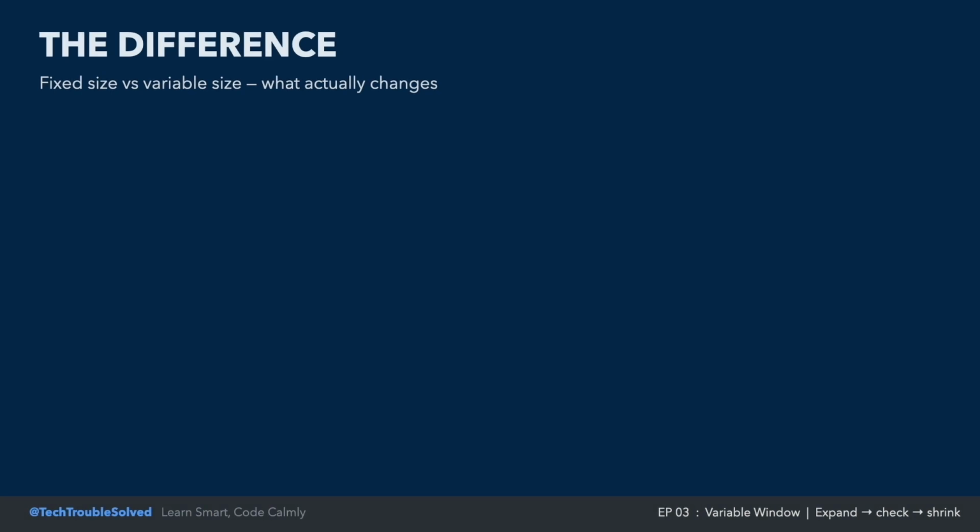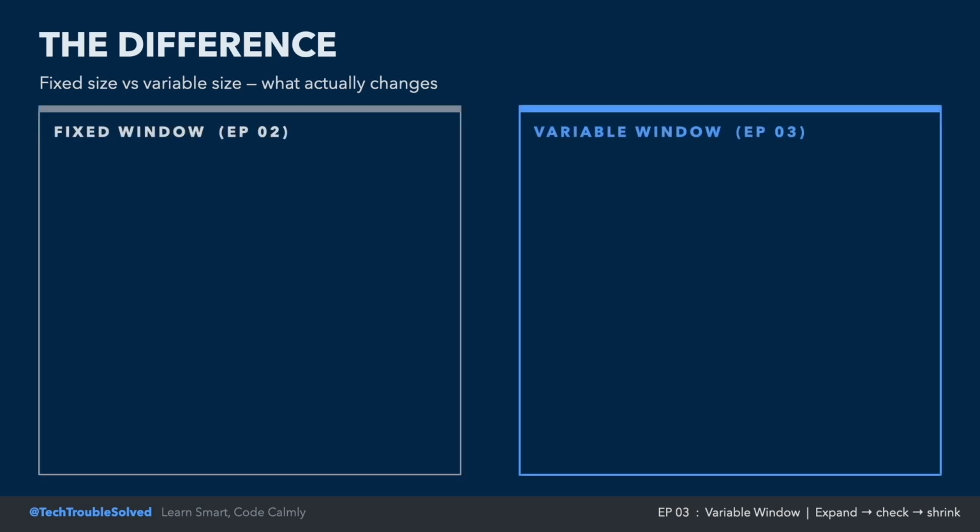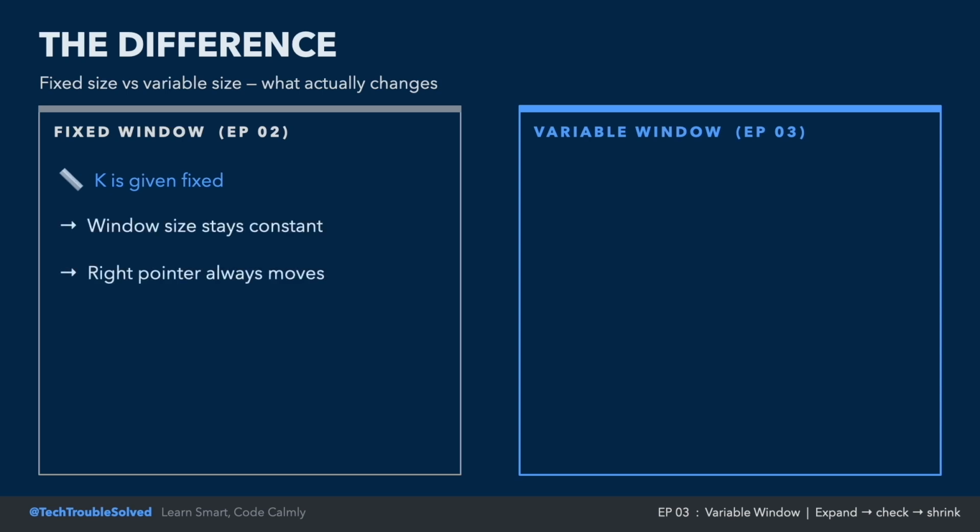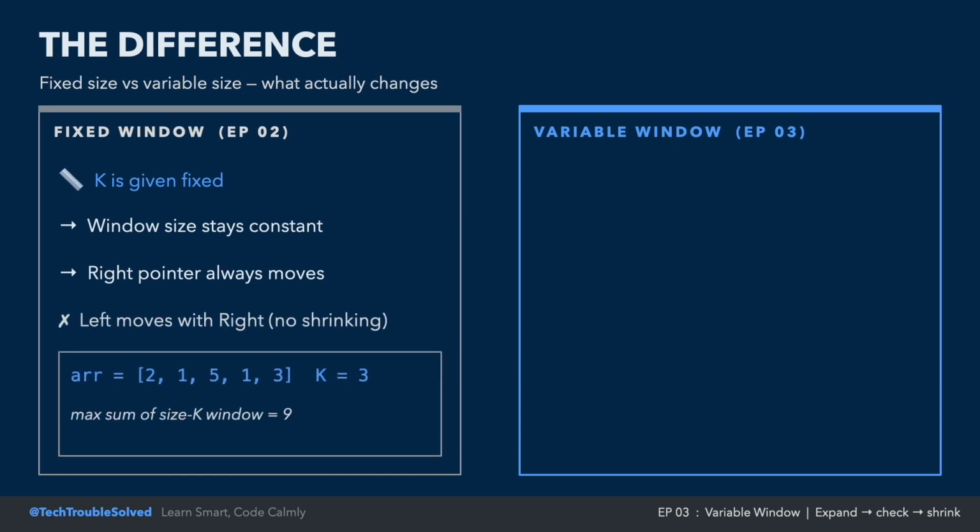Now, quick context for anyone who has seen episode 2 and a clean introduction for anyone who has not. There are two flavors of sliding window and knowing the difference is actually really important. Fixed window, episode 2. Someone gives you K. The window size is locked. It never grows, never shrinks. You just slide a fixed block across the array. Think of it like a camera with a locked zoom. It can pan left and right, but the frame never changes size.